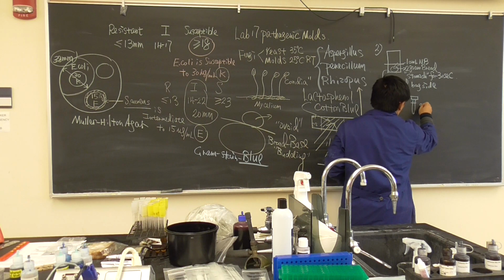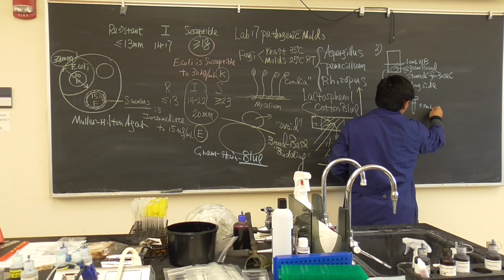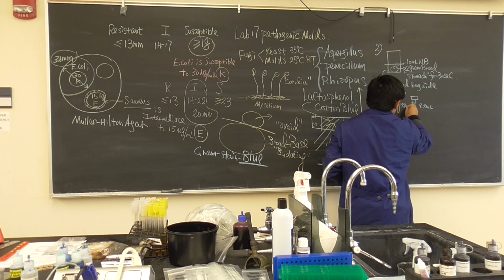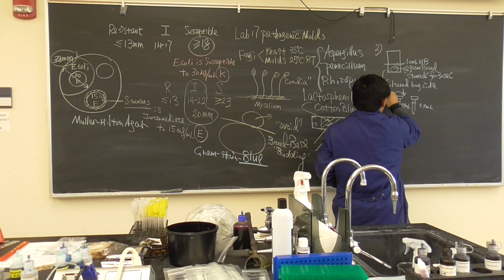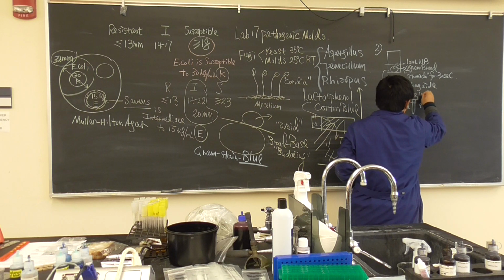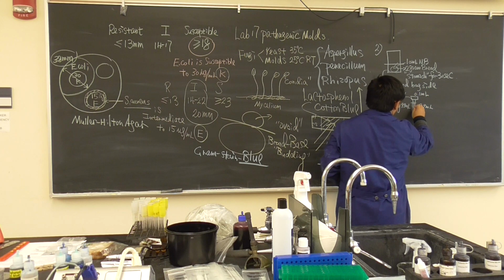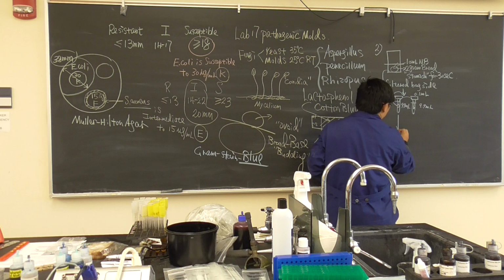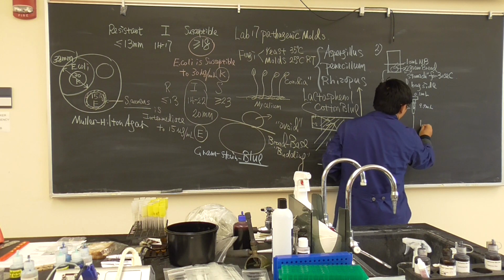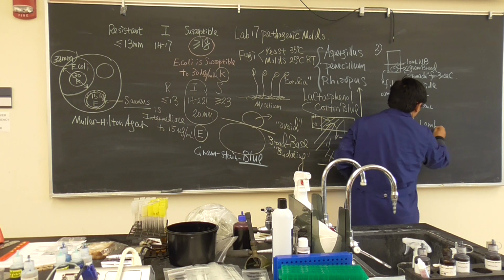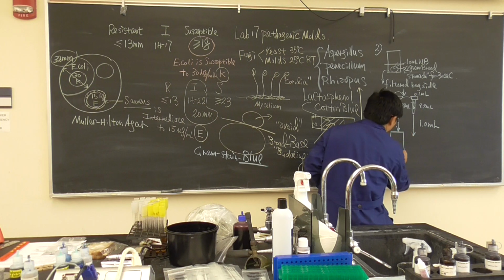Everything is 9.9 ml. So 0.1 ml goes to the first one, 0.1 ml goes to the second one, and the first one goes to the second one. Then the same thing, we are adding 1.0 ml onto a petrifilm.